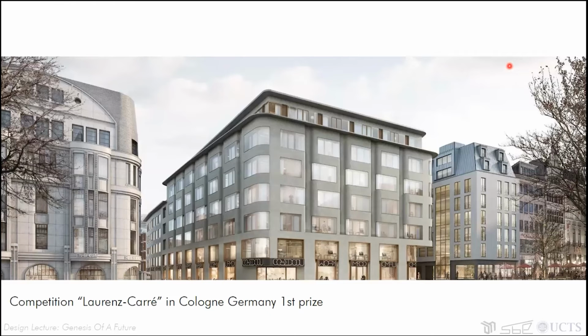So this is a project that we won in Cologne, first prize, directly opposite the cathedral. That is why you don't see the cathedral, because it's opposite it. So I'm sorry.